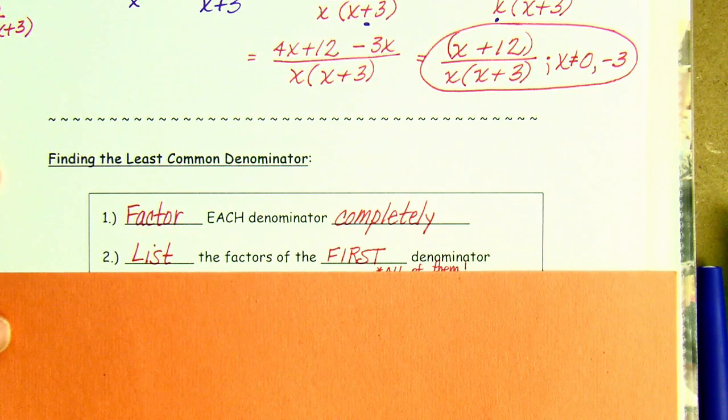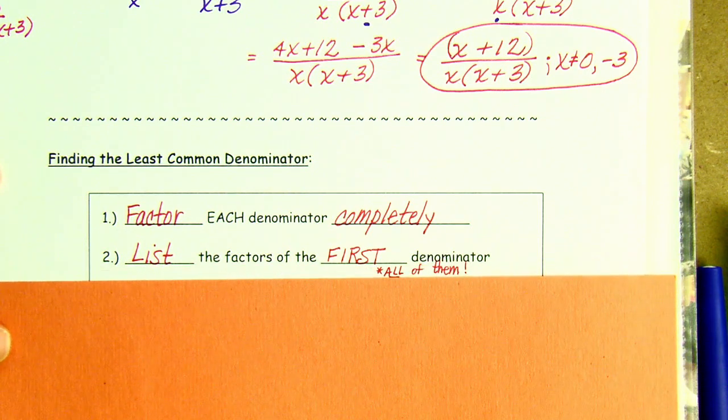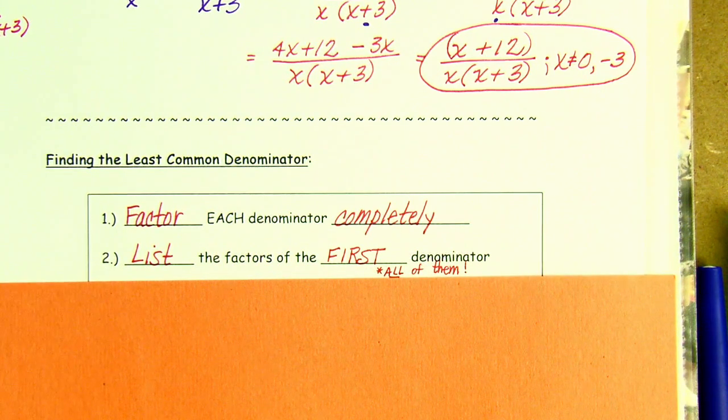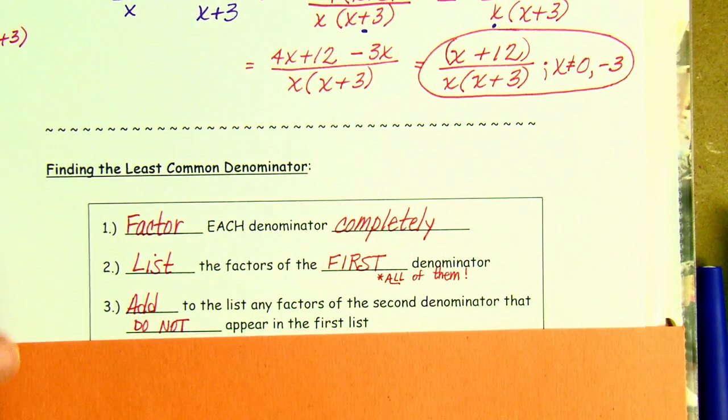The next thing is to list the factors of the first denominator, all of those factors. It's not enough just to list one. If the first denominator has 3 factors, you have to list all 3 factors. Then you're going to add or include in that list any factors of the second and third denominators that do not appear in the first list.